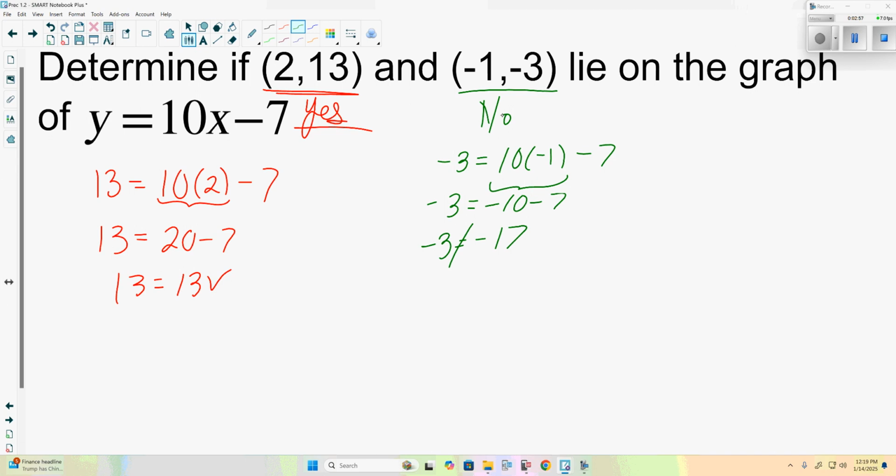-3 is not equal to -17, so no, that does not lie on the line of this graph. It does not give us a true statement. Questions on this here? Not too bad.